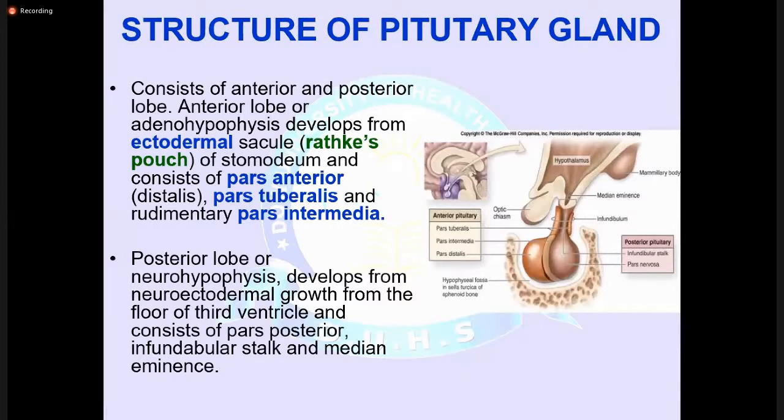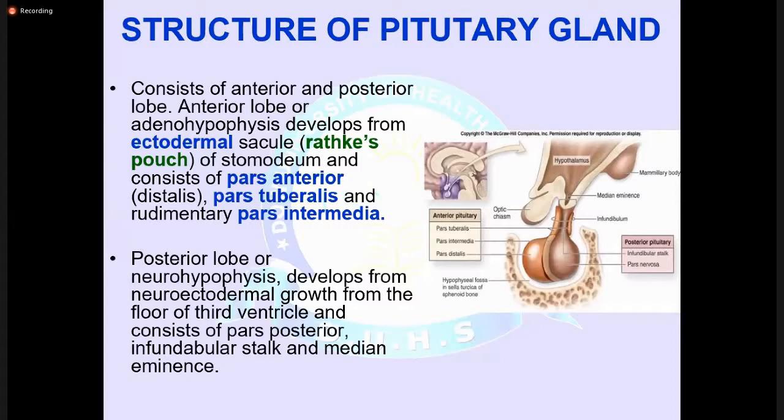Okay, so we have the anterior and the posterior pituitary. The anterior lobe of the pituitary is known as the adenohypophysis. As I had said, developmentally, the origins of the anterior and the posterior lobes of the pituitary are different. The adenohypophysis develops from Rathke's pouch, so it's an ectodermal derivative. It consists of the pars anterior, the pars tuberalis, and the pars intermedia.